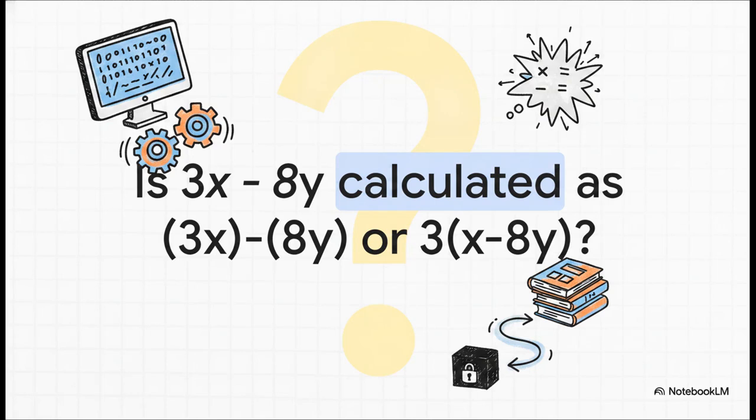Consider this math equation, 3 times x minus 8 times y. How exactly does the computer read this? Does it multiply first or subtract first? Well, in C programming, the standard grade school BODMAS rules you learned in math class, they just do not apply. The language actually has its very own strict hierarchy of rules called operator precedence and associativity.